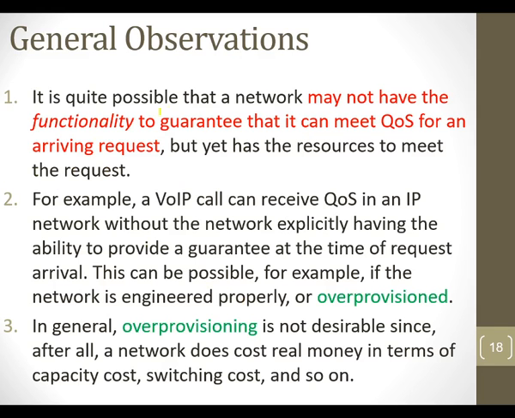It is quite possible that a network might not have the functionality to guarantee that it can meet quality of service for an arriving request, but yet has the resources to meet the request. An IP network without integrated service functionality falls into this category. For example, a voice over IP call can receive quality of service in an IP network without the network explicitly having the ability to provide a guarantee at the time of the request arrival. This can be possible if the network is engineered properly or over-provisioned. Now, in general, over-provisioning is not desirable because the network does cost real money in terms of capacity cost, switching cost, and so on.